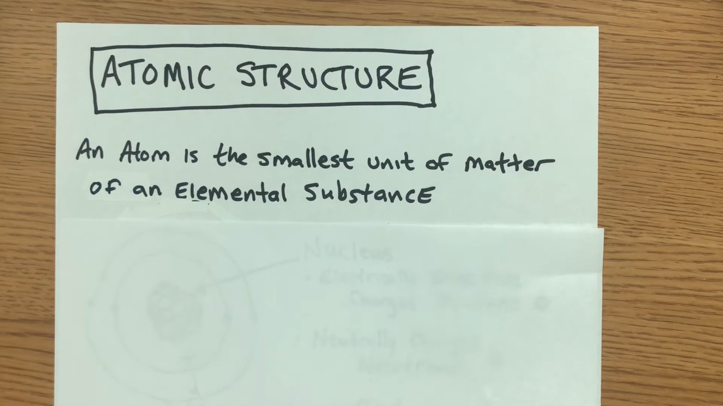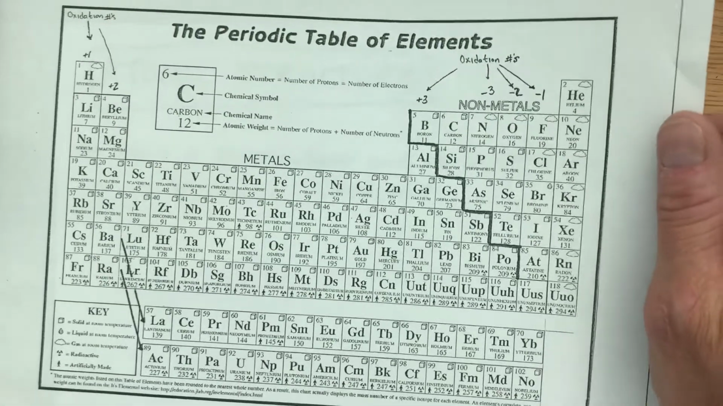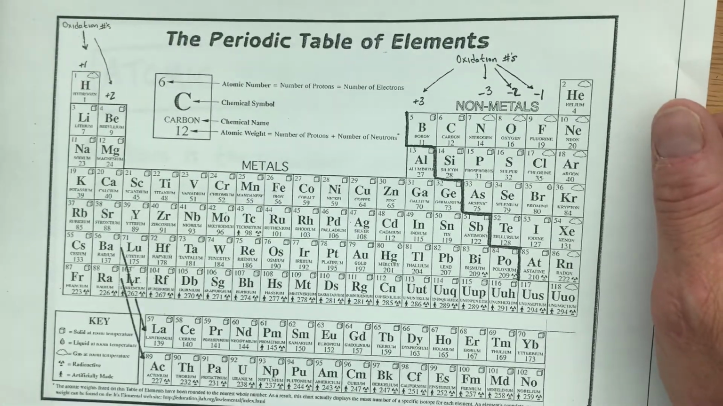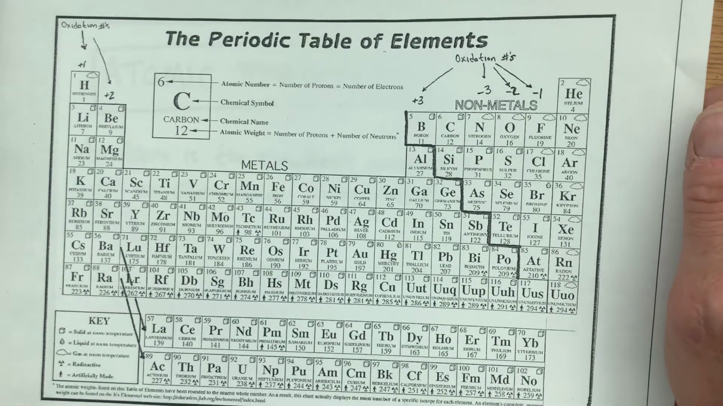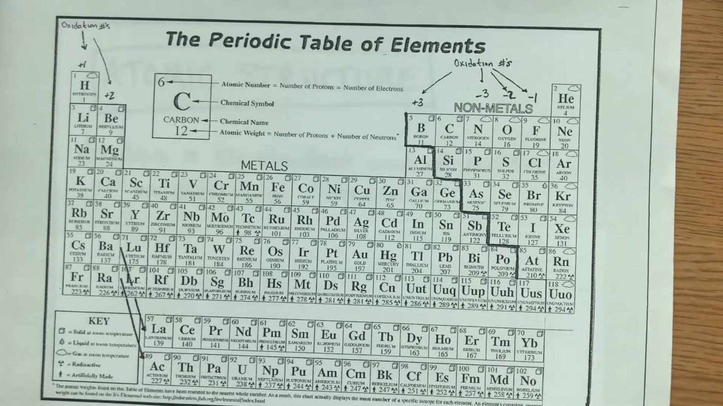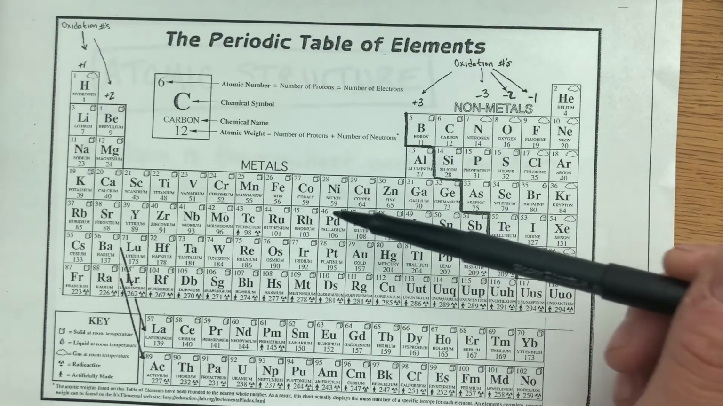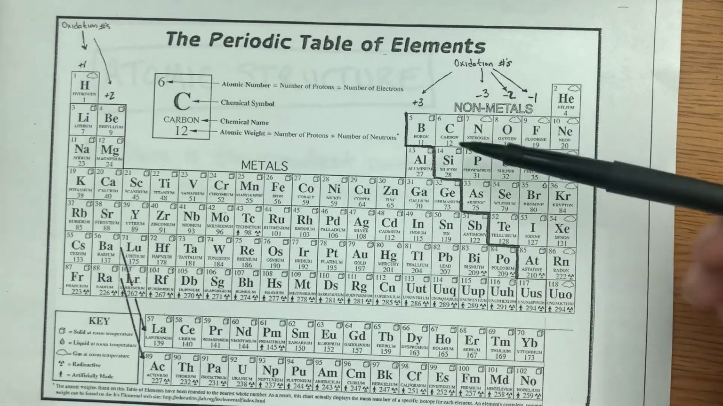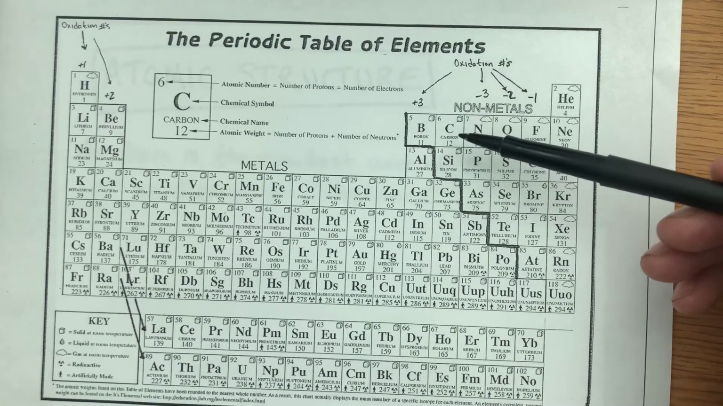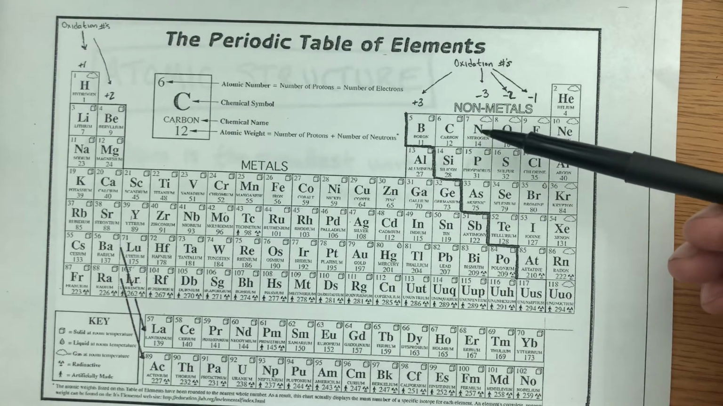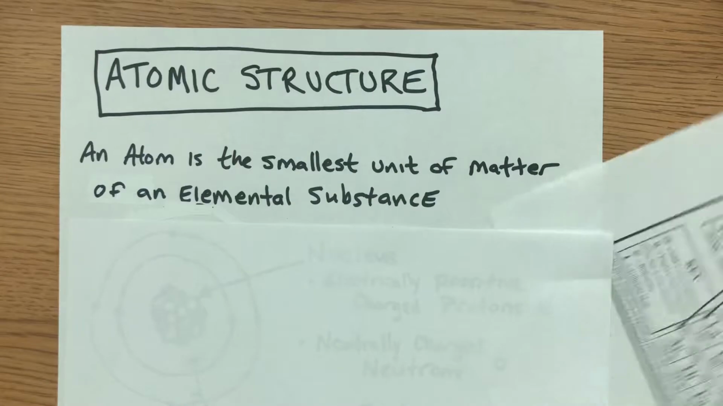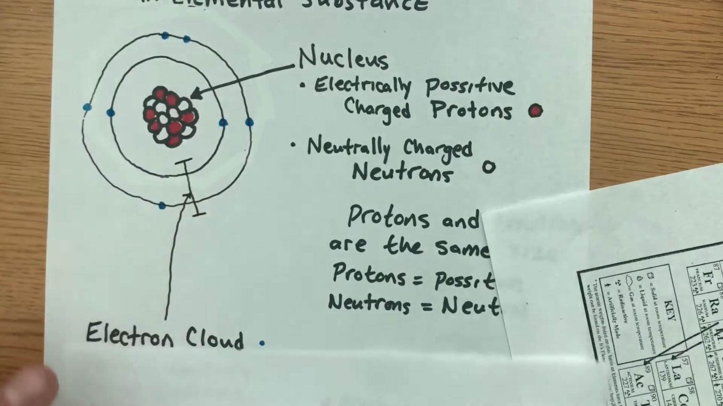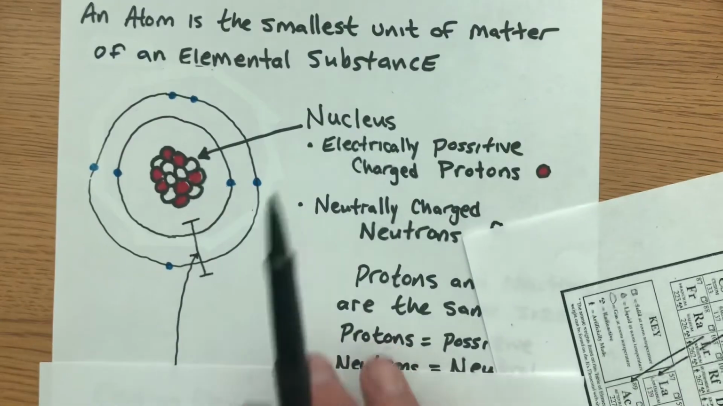So there are many, many elemental substances that are all listed here on the periodic table of elements, which we will get very familiar with in this class. And each different type of element has its own type of atom. So all carbon atoms look the same, and they're a little bit different than all nitrogen atoms, which all look the same. So every element has its own type of atom. Okay, and here's a good representation of what an atom looks like.